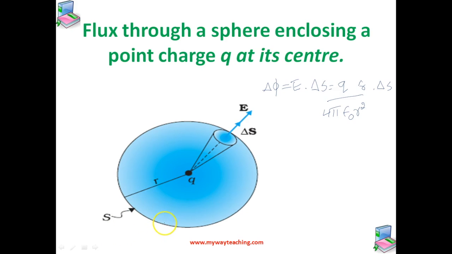The unit vector R cap is along the radius vector from center to element. Now since the normal to a sphere at every point is along the radius vector, at that point the area element delta S and R cap have the same direction. Both are having the same direction. So we can write delta phi is equal to Q by 4 pi epsilon naught R square into delta S.